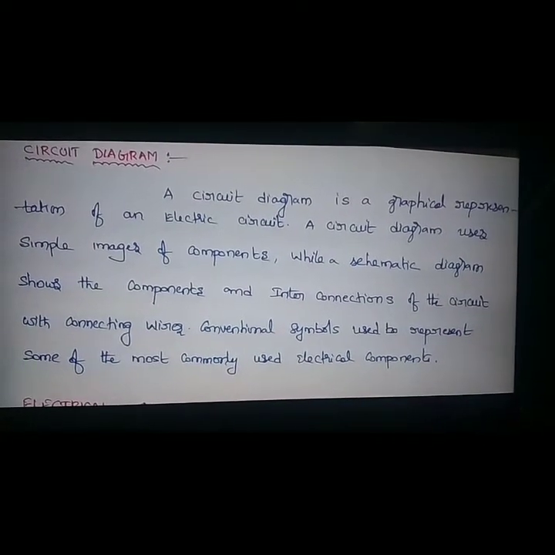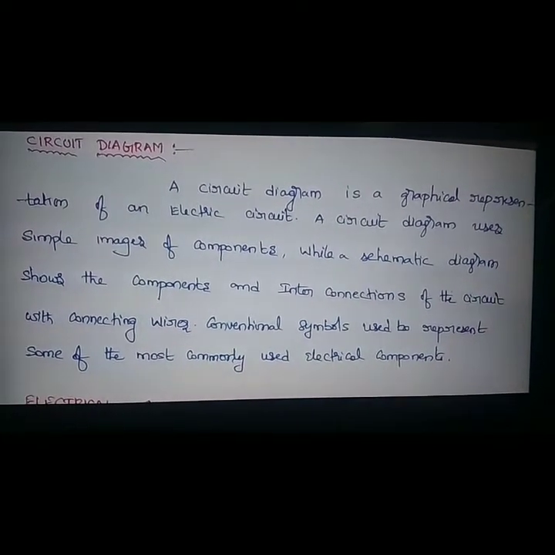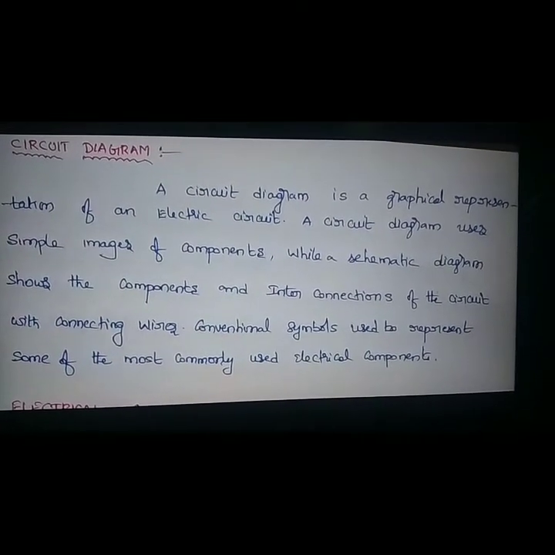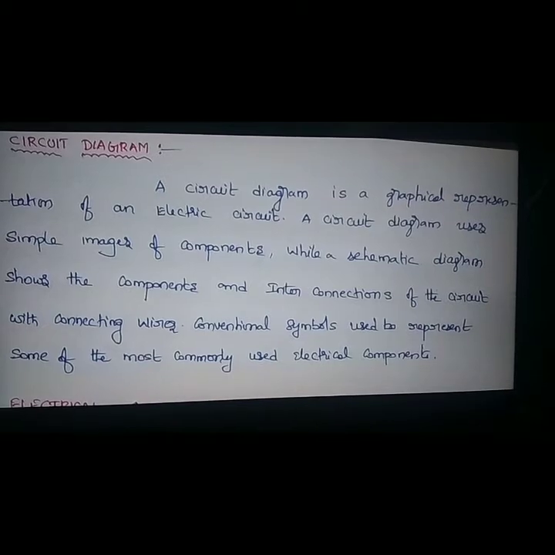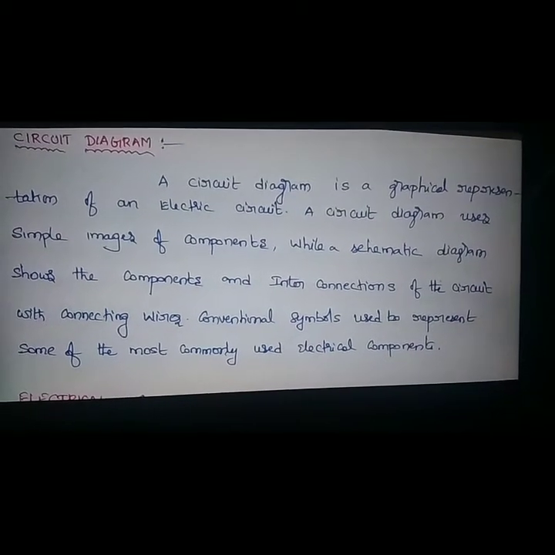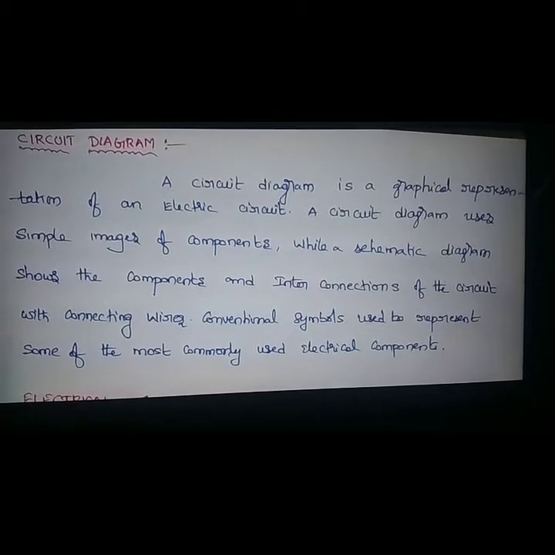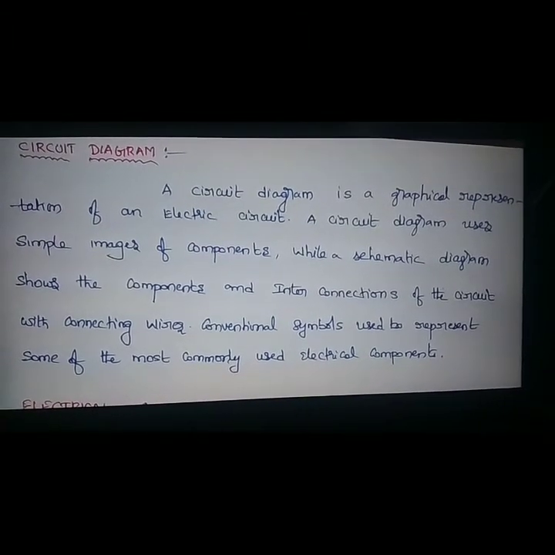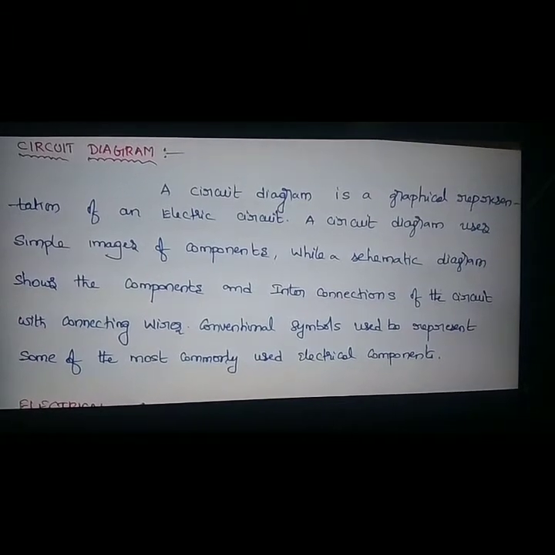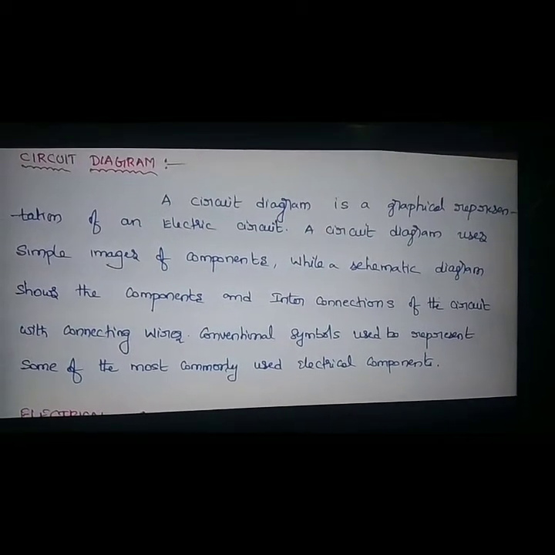Circuit diagram. The next topic is the circuit diagram. That means how to construct a circuit from electric equipment. So circuit designing is a graphical representation. That means how we have to design and attach some electric equipment. All the equipment can be connected and represented as a circuit diagram.